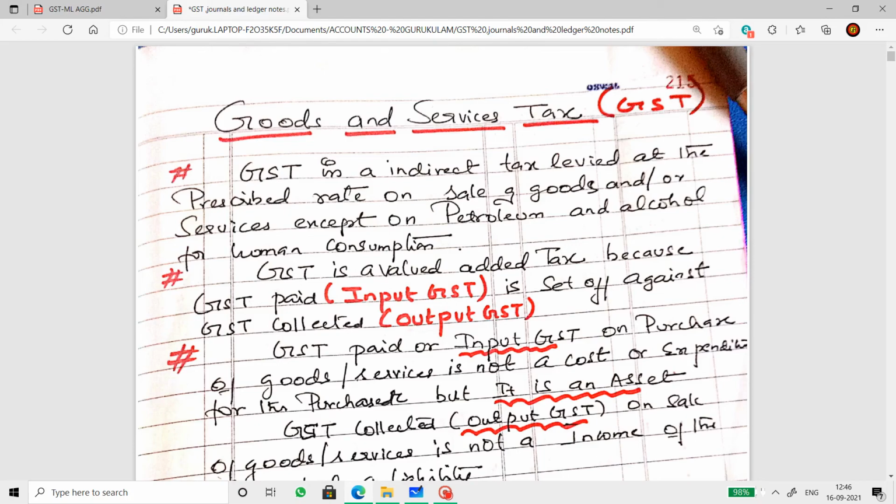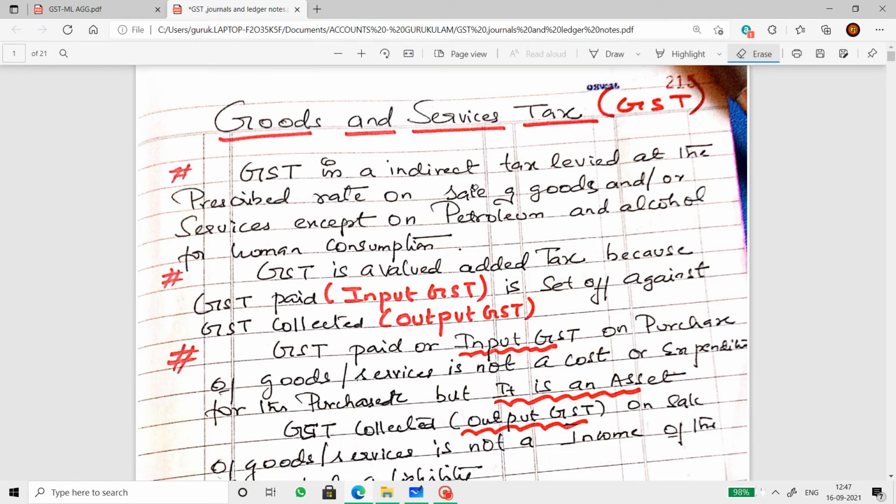Well, whatever we start, we have to know some knowledge about the topic, isn't it? So I have some theories which are very important. I'm not going to take too much of your time on theory. So the very important and core areas are discussed as points here. GST is an indirect tax levied at a prescribed rate.